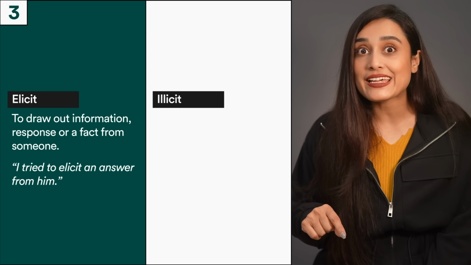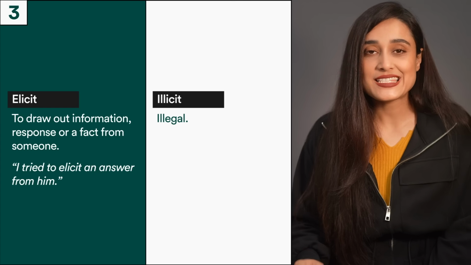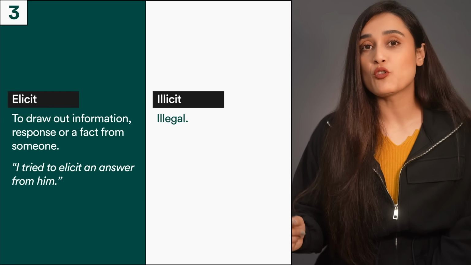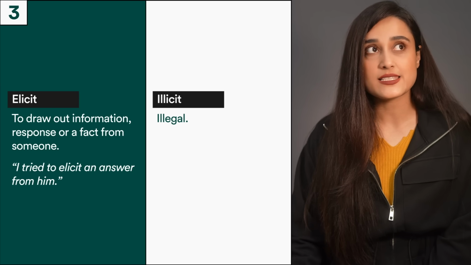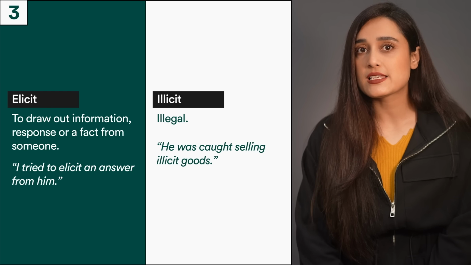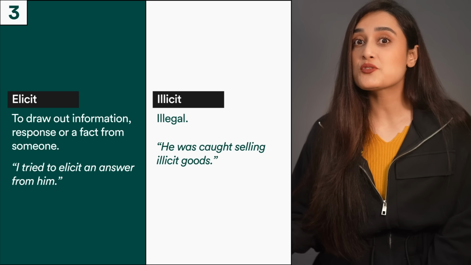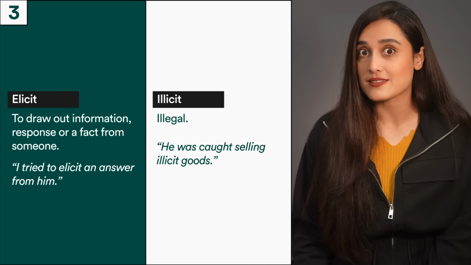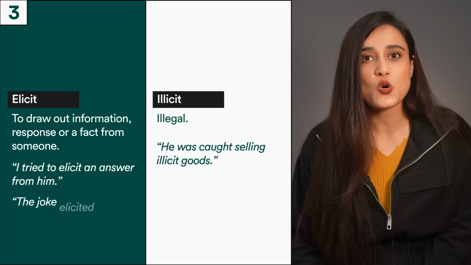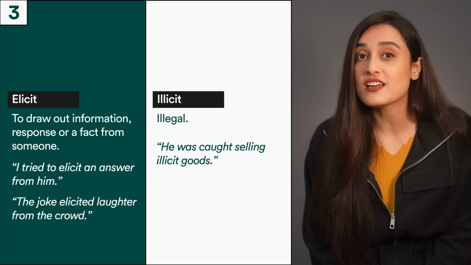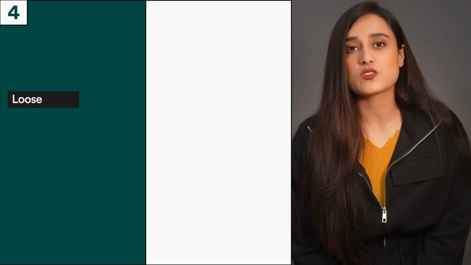Illicit with I is illegal, okay? Illicit with an IL means forbidden or illegal. Illicit drugs. He was caught selling illicit goods. So think illicit as illegal. You can elicit the truth, but don't do anything illicit. You see the difference? The joke elicited laughter from the crowd. We clear?